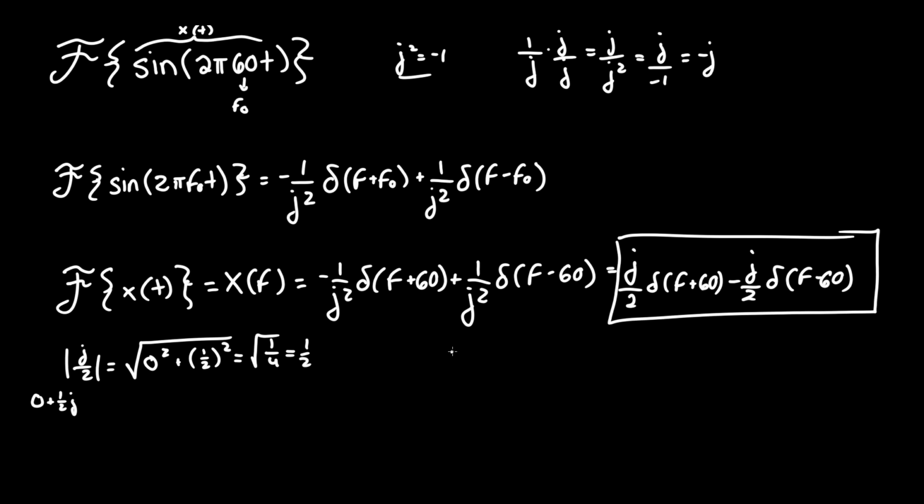Plotting in the frequency domain, on the x-axis we can put frequency in hertz, and the y-axis is the magnitude of X of f. As we said for the first portion, at the frequency f equals -60 Hz, we get an impulse of magnitude 1/2. We additionally get a second impulse at the positive 60 Hz location. However, since we're taking the magnitude, squaring the coefficient removes the negative sign, so it becomes positive 1/2 as well.